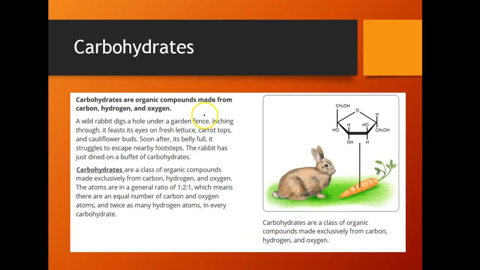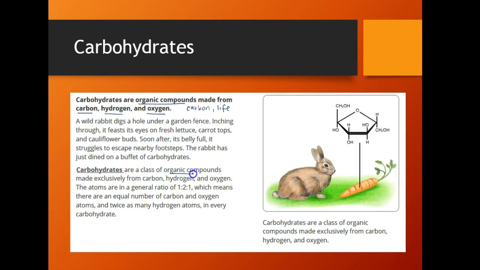So carbohydrates are organic compounds. Remember, we talked about organic compounds as compounds that are made up of carbon and are necessary for life. Okay, so carbohydrates fall into that category, and they are made from not only carbon but also hydrogen and oxygen.